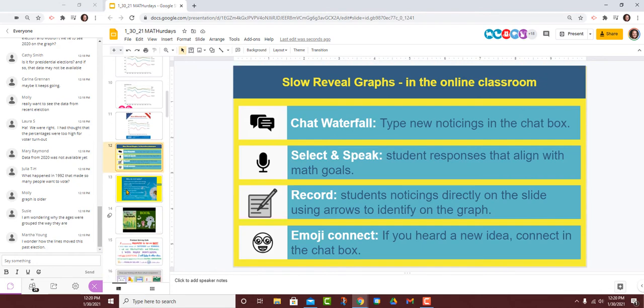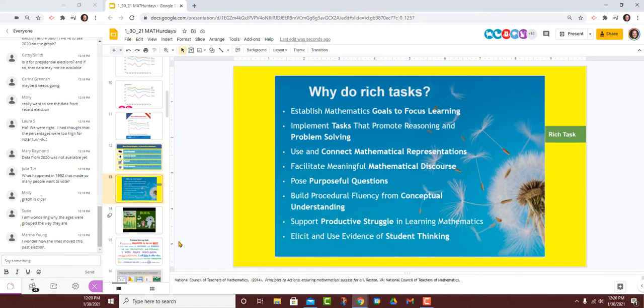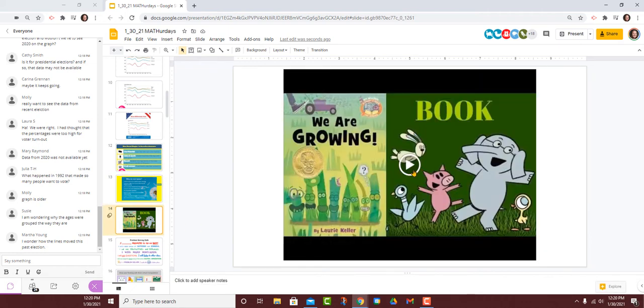All right, folks, as we move into our math task, it does relate to a book. So I have a little read aloud here for us to start with and give us some prior knowledge in the task we're going to do. So I'm going to go ahead and hit play on this.